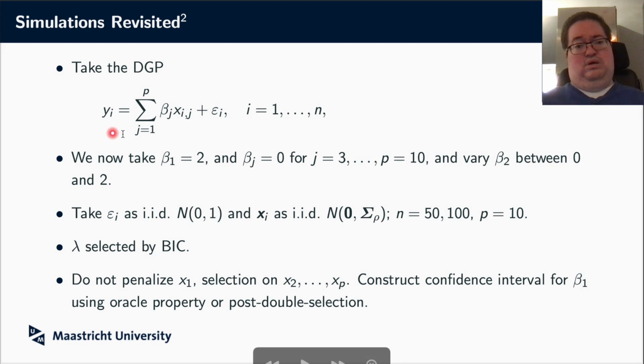So I'm going to do a linear model. I'm going to say my beta 1 is equal to 2. Everything for j equal 3 or higher is 0 for beta. And beta 2 varies between 0 and 2. I'm going to do BRC selection. And I have 10 variables only, so it's not very high dimensional. And I take 50 or 100 observations. X1 is my treatment variable, the variable of interest, which I'm going to do inference on. And the others I'm going to do selection on. And now I'm going to compare constructing confidence intervals for beta 1 using either the oracle property, where we just ignore the whole model selection issue, or we do post-double selection.